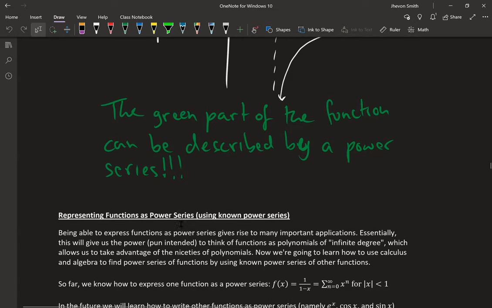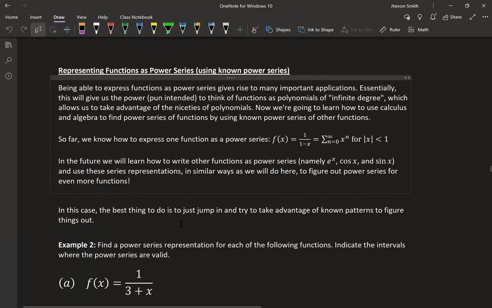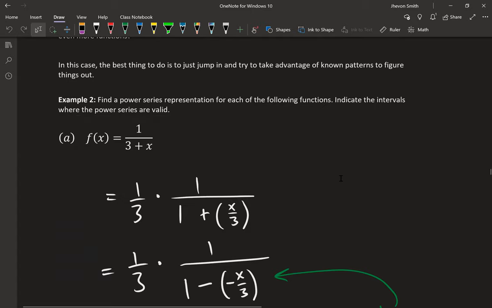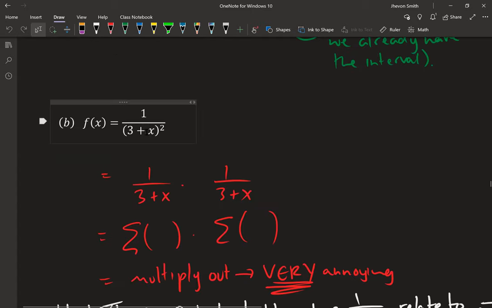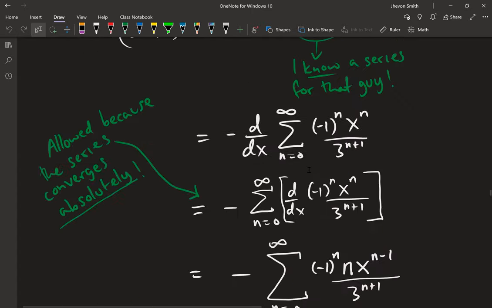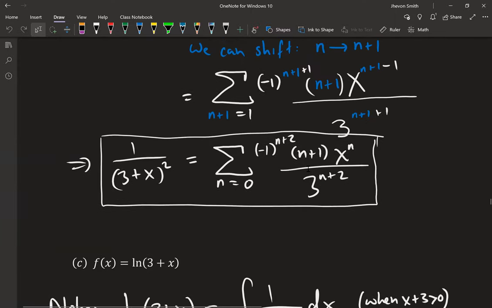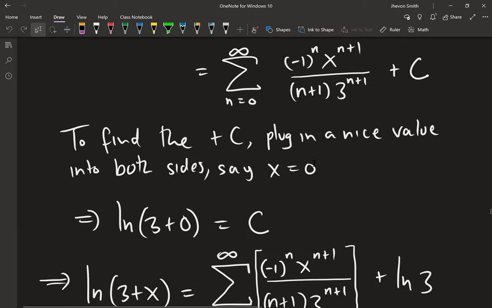You wrote exactly the same thing, right? So this started giving us the idea that maybe we can represent other functions as series, and what can we do with that? We learned that we could represent things like 1 over 3 plus x as a series. We could represent 1 over (3 plus x) squared as a series. We could represent ln of 3 plus x as a series using the fact that we can integrate or differentiate the function, therefore we can integrate or differentiate the series, and because it's absolute convergence, the calculus is going to work out. And we ended up with this.